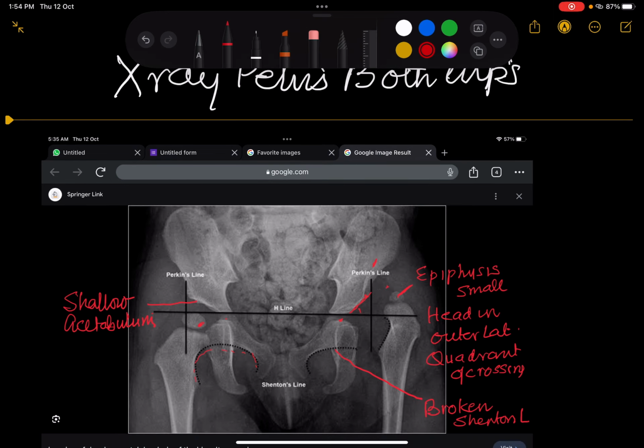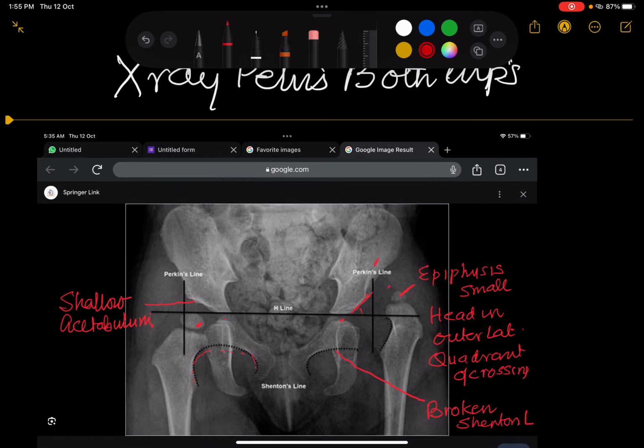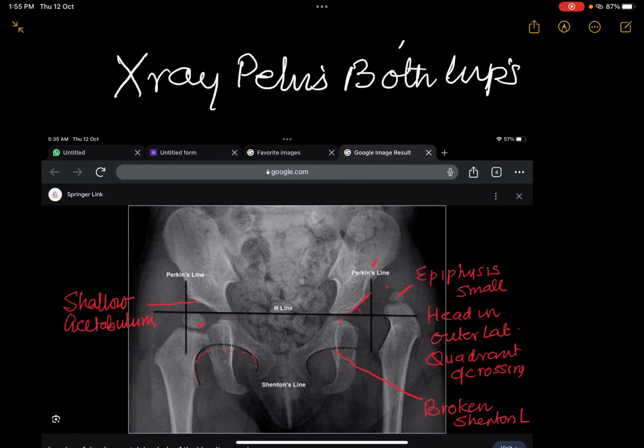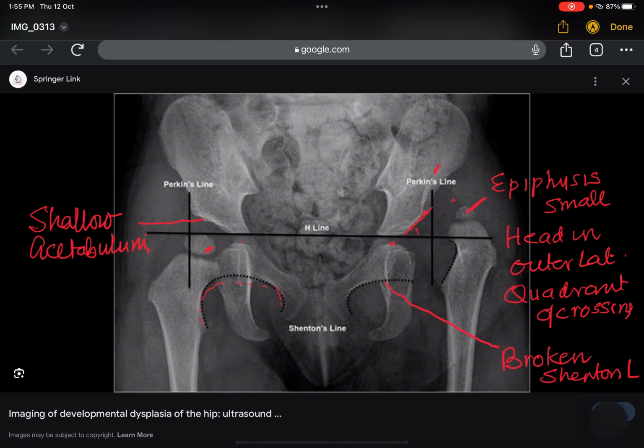You draw these two lines, a vertical line from the superior margin of the acetabulum, which is called the Perkins line, and a line joining the two radiate cartilages, which is the Hilgenreiner line. You will find that there is a small epiphysis. Epiphysis is small. The head is in the upper and outer quadrant of the Hilgenreiner-Perkins line crossing, and the Shenton's line is broken because the femur has gone up.